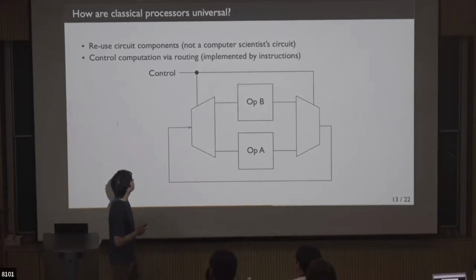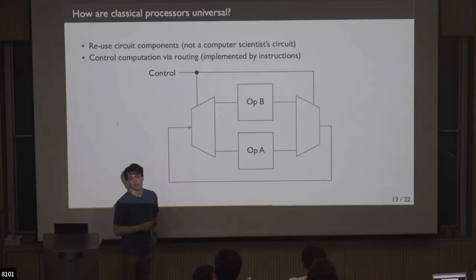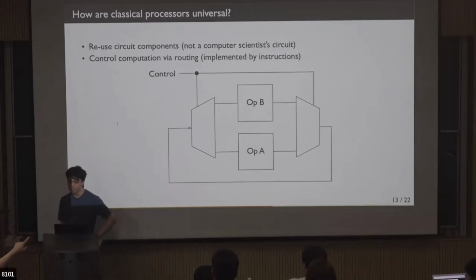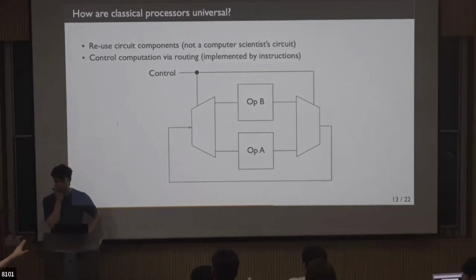What you do is you have some control, which decides, based on whether this is 0 or 1, which side the input goes to. So you might route it through operation B or operation A. And then you just need this one bit of control, even though these operations themselves might be something quite complicated. So is that thing before the operation, can I think of it as a clock?